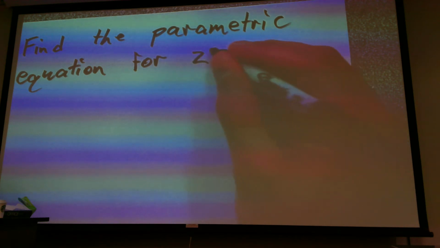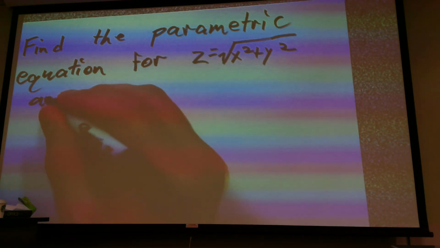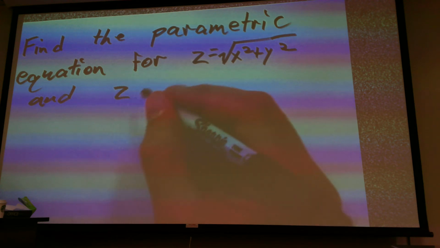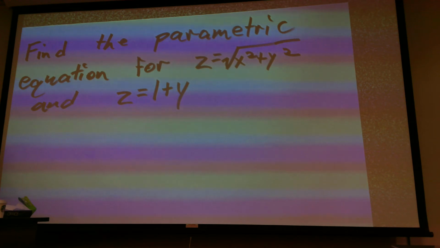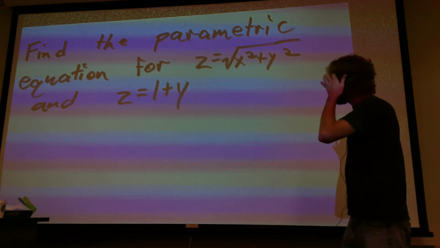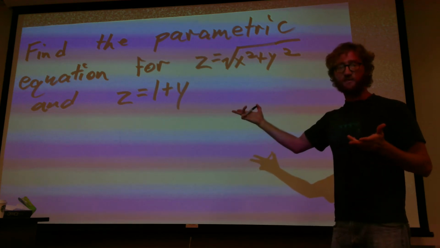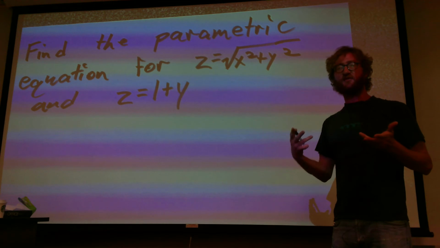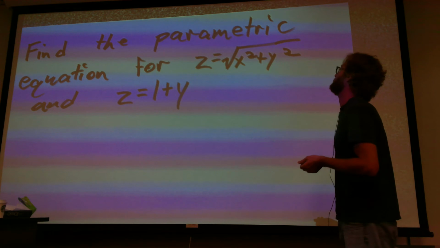For, let's say, z, which is going to equal the square root of x squared plus y squared, and z, which equals 1 plus y. Now z squared, which equals x squared plus y squared, is going to represent one of the surfaces, and z, which equals 1 plus y, is going to represent the other surface. Okay. And we're going to try to find the intersection of these two surfaces and describe it as a parametric equation. So how are we going to do this?